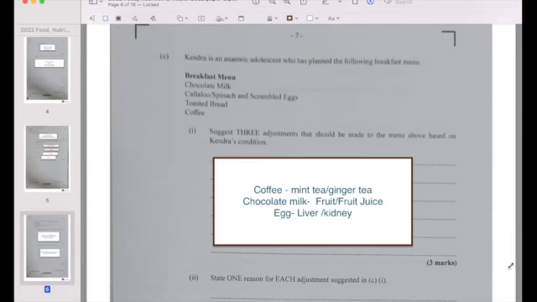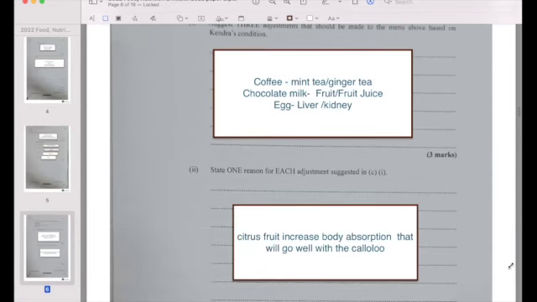So one, I will take out the coffee and I will put either mint tea or ginger tea. I will remove the chocolate milk and have fruits or fruit juice. I will keep the callaloo and spinach, but remove the scrambled egg, and I will put either liver or kidney. And then they ask us to state one reason for your adjustment.